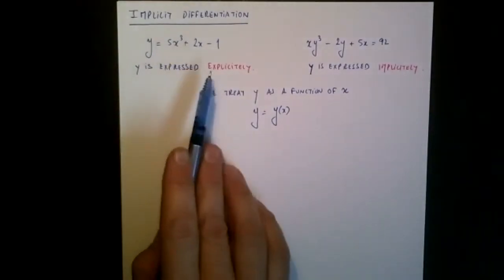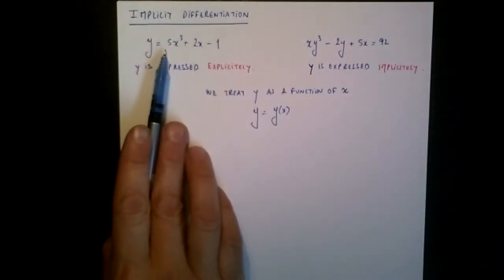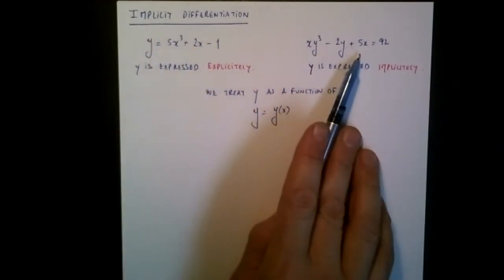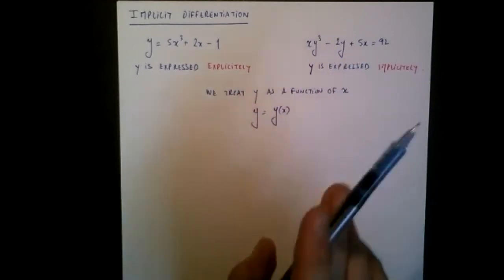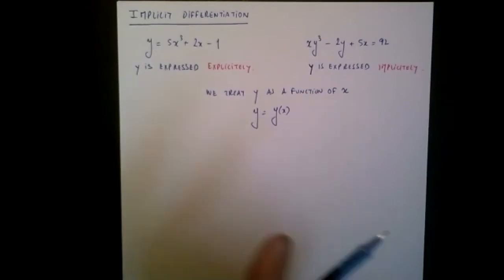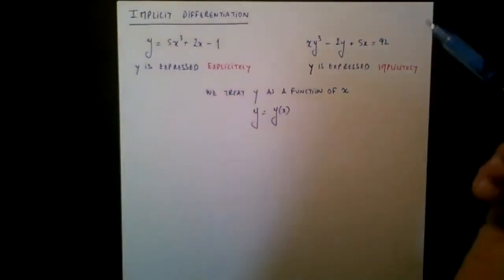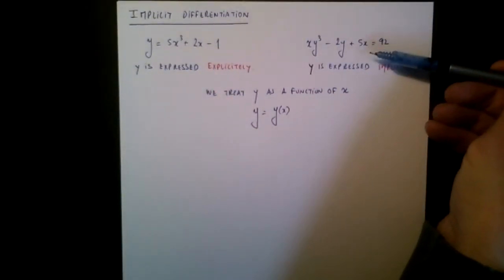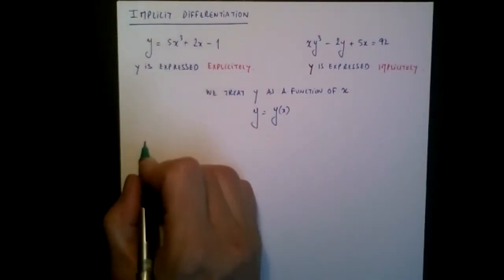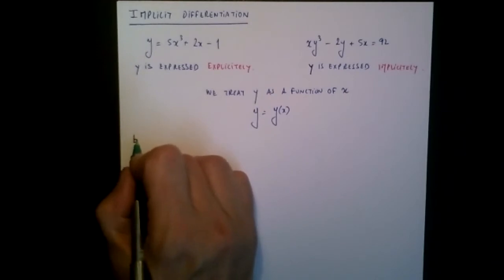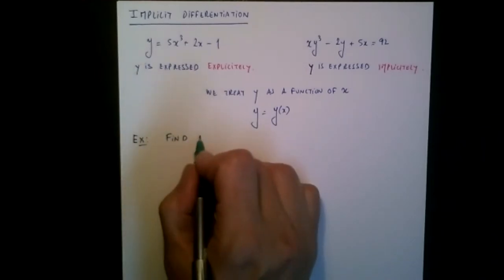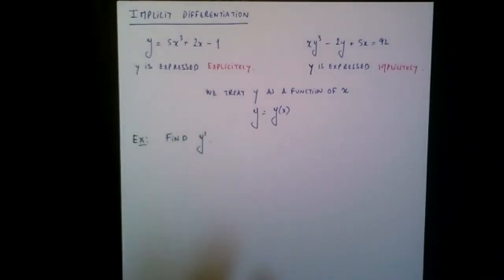So how would we find the derivative? How would we find y prime here? That's easy. And how would we find y prime here? That's not that easy. So let's try to find y prime implicitly. That's called implicit differentiation when we get situations like this. Look at how this works. Find y prime.